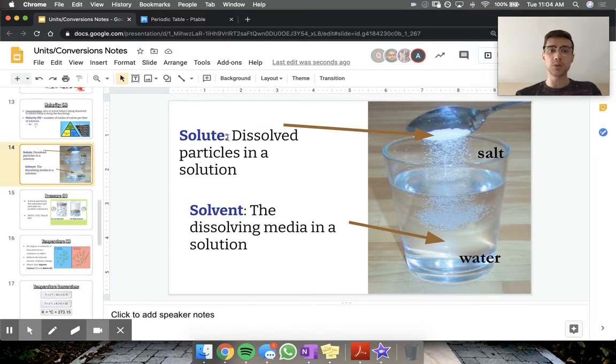So the solute is the dissolved particles in the solution, right? So salt dissolves in water, but it's still there, right? Even if you can't see it once it's dissolved, that doesn't mean it's disappeared. But the salt would be, in this case, the solute, or the stuff that is being dissolved, okay? The solvent is whatever liquid we're using to dissolve that stuff. In this case, our solvent is water, because the water is what is dissolving the salt.